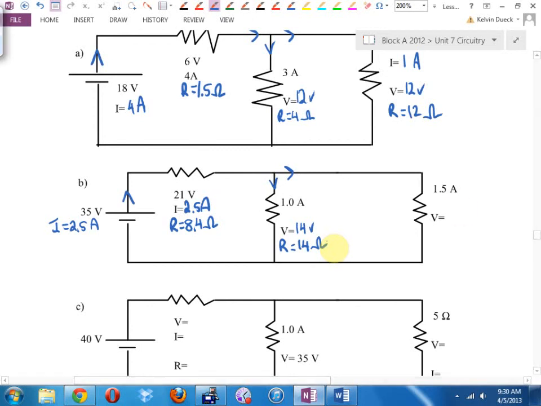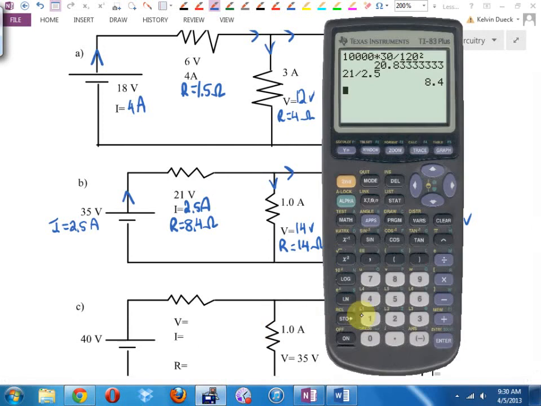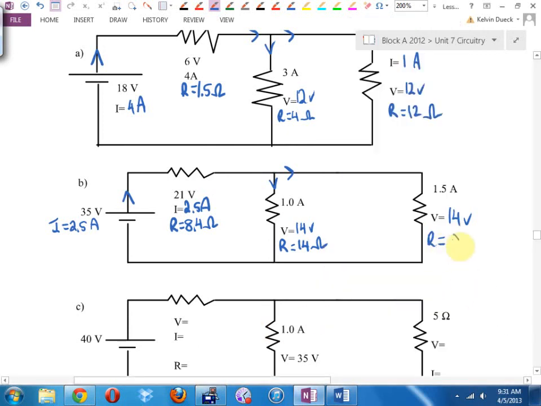What's the voltage over here on the right? 14. Also 14 volts, it turns out. And what's the resistor? Whatever the heck 14 divided by 1.5 is. I think this is going to be repeating. Yeah, 9.3 ohms.